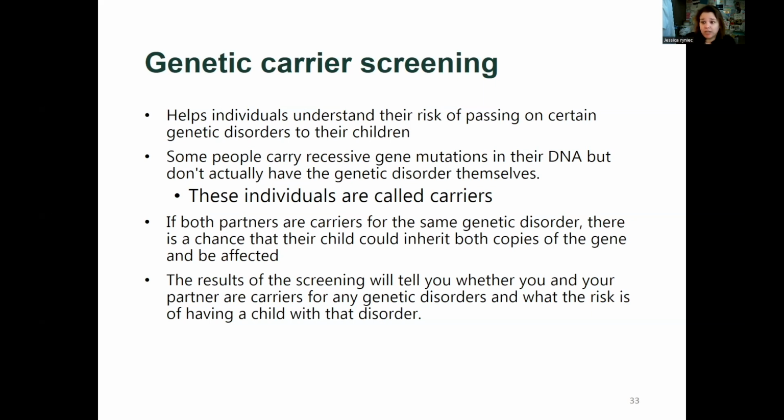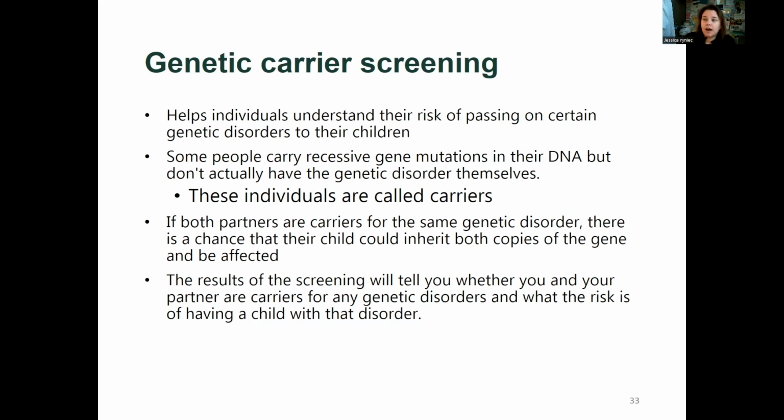The results of this screening will tell you whether you and your partner are carriers and what the risk of having a child might be. And then that helps you to make informed decisions about your family planning, such as considering IVF with PGT-M genetic testing, or doing testing during pregnancy, or just preparing for the possibility that your child could be affected by this, or even exploring other family building options, like donor egg or sperm or adoption.